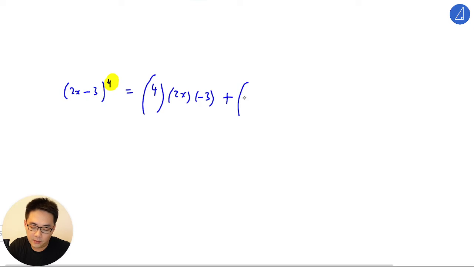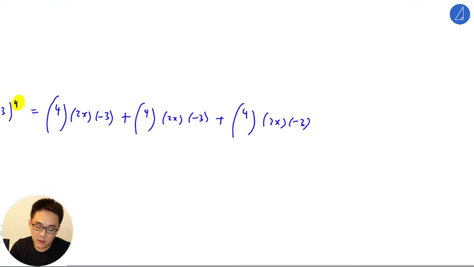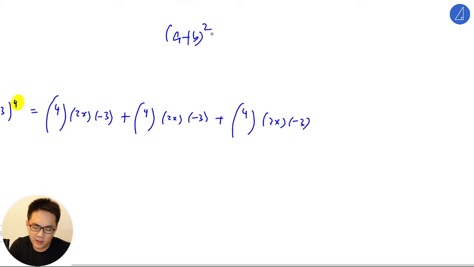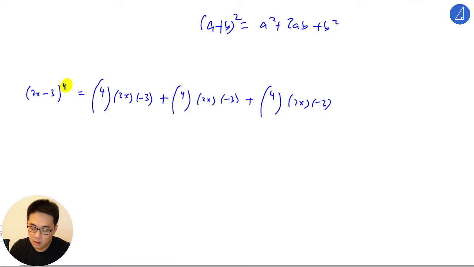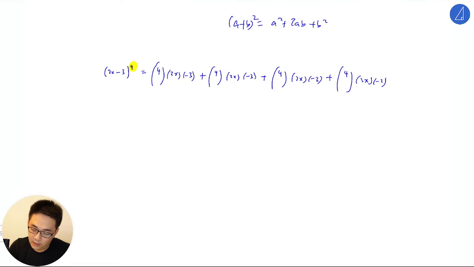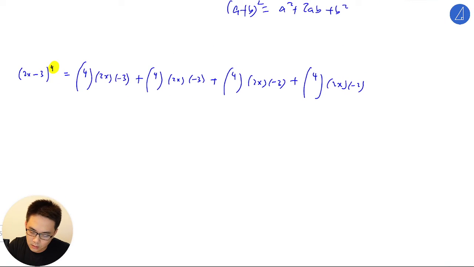So this is binomial expansion. If (a + b) squared has 3 terms, then if it's power of 4, you expect to have 5 terms. Okay, so just understand that. So this is 2x minus 3. Then you have another one, which is like this. This will be 2x minus 3, right?